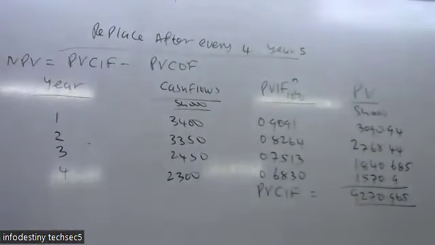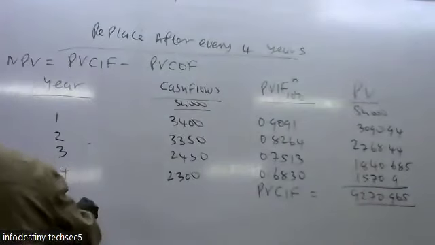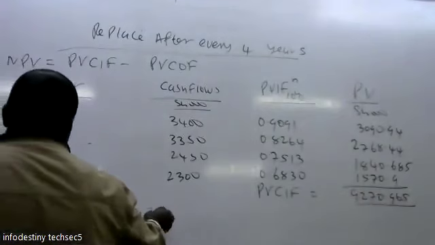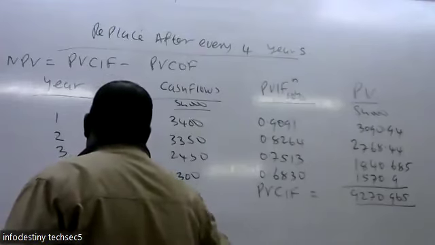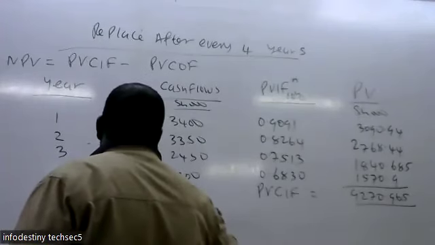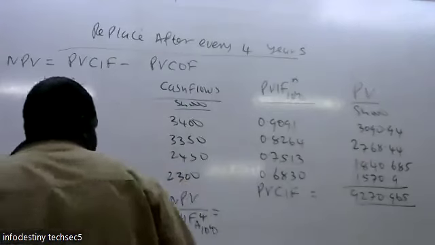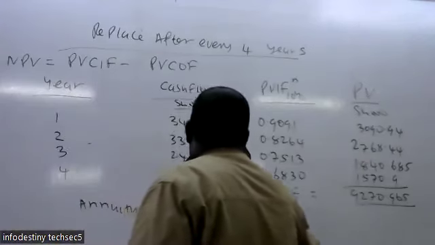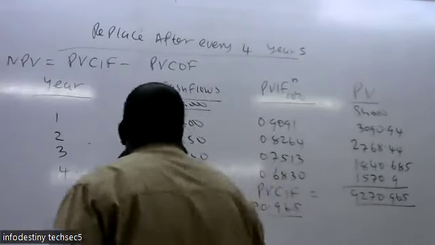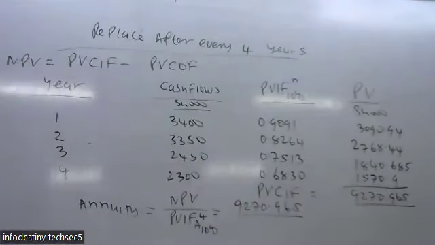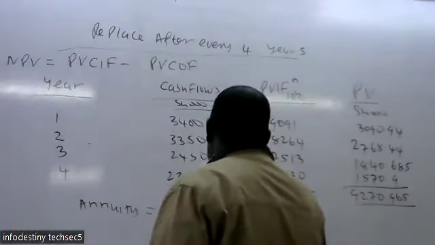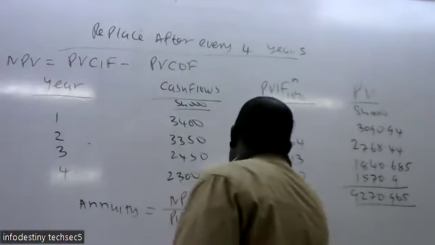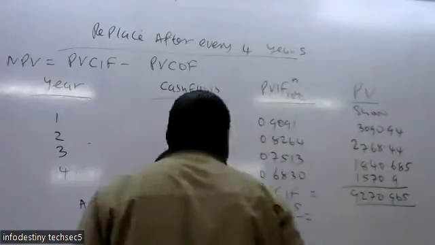So finally, you also get the annuity for that. You should now come up with the annuity, whereby you take NPV, then the present value interest factor for the annuity. So 10% for 4 years. So what will be 10% in year four? 3.169.